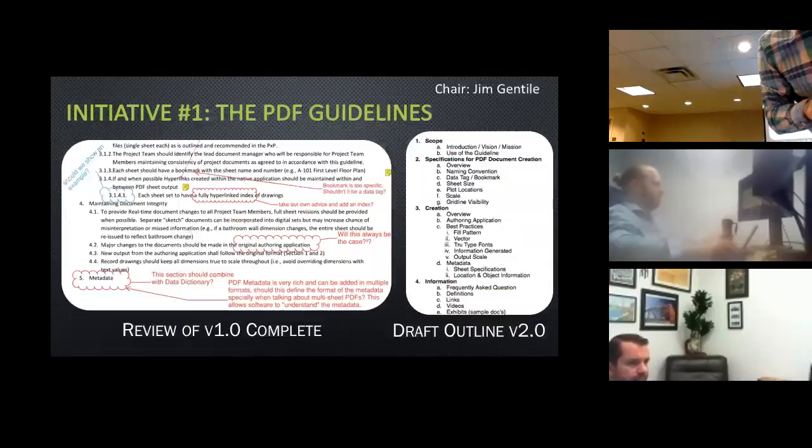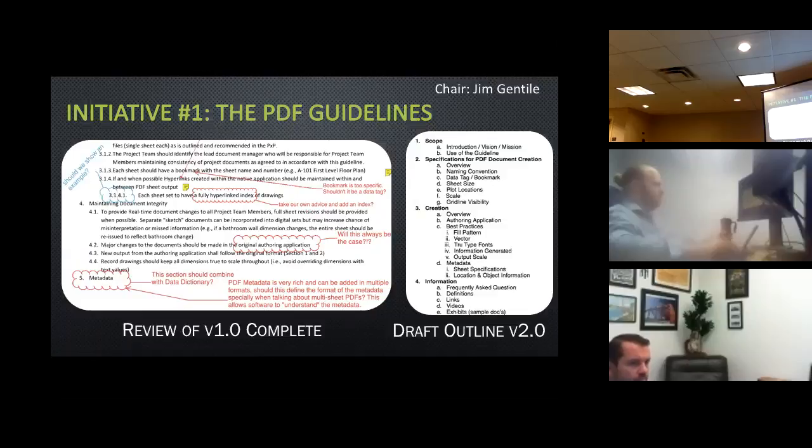I don't even know why I'm holding this thing. It doesn't work. So the CP Coalition is currently working on 3 different initiatives. The first one, the bread and butter where we started from, was the PDF guidelines. You can see we just closed the markups session, or the review session, of version 1.0. And we'll be rolling out a draft of version 2.0 by Autodesk University.